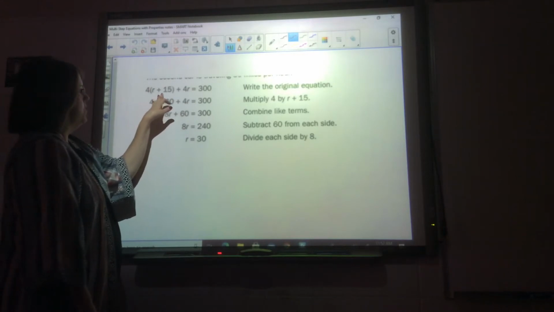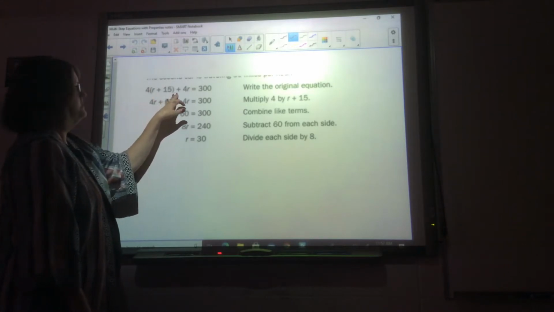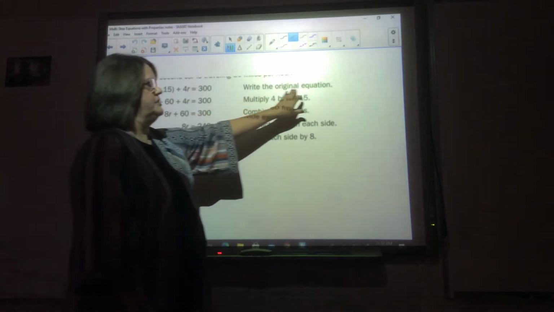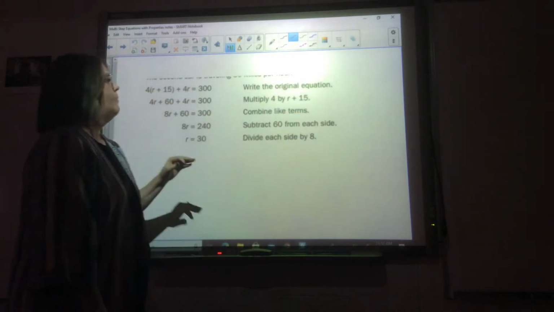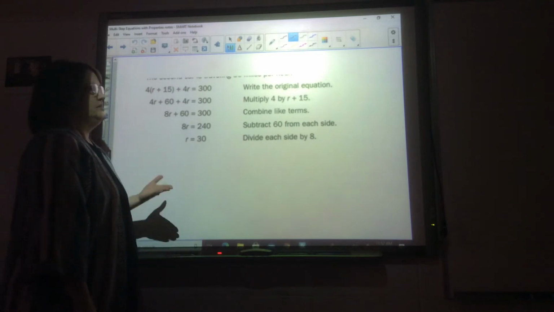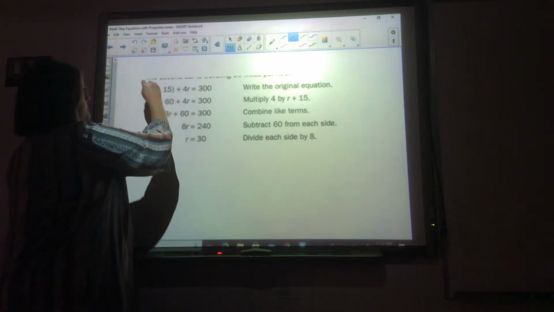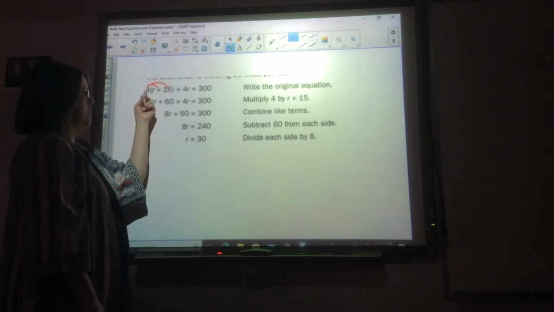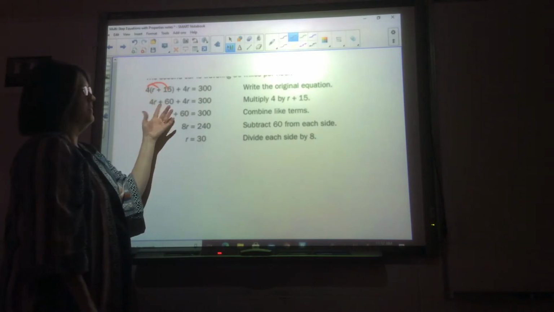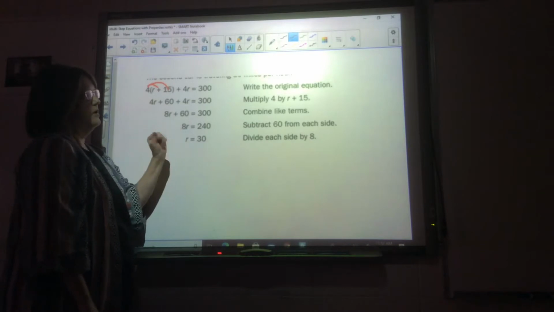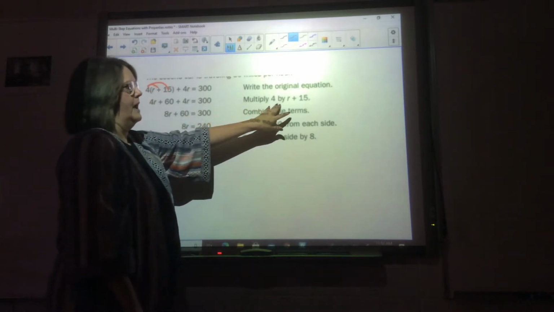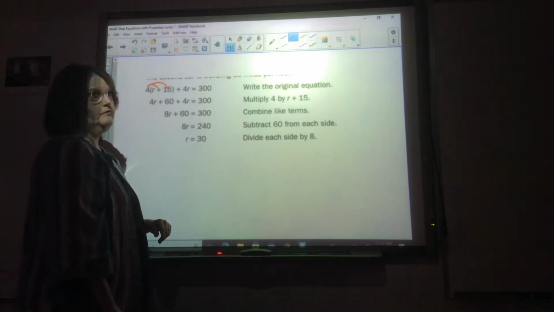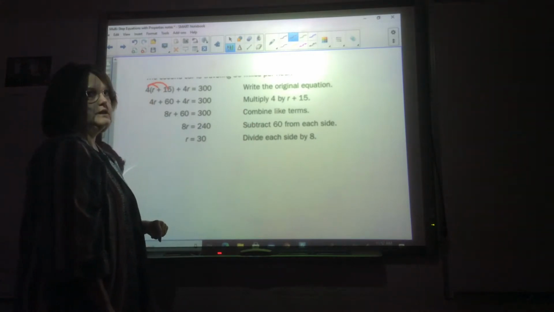4 parentheses r plus 15 close parentheses plus 4r equals 300. And that's just the original equation. All right, the next step that they do is they multiply these. 4 times r gives 4r, 4 times 15 gets 60. So what they write over here is multiply 4 by r plus 15. They used to write the words distributive property of equality.